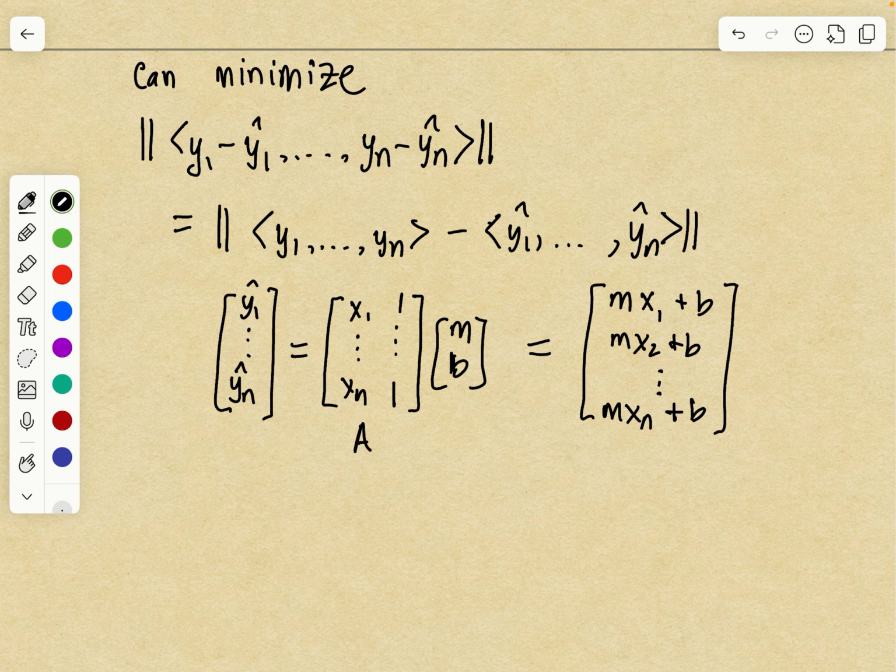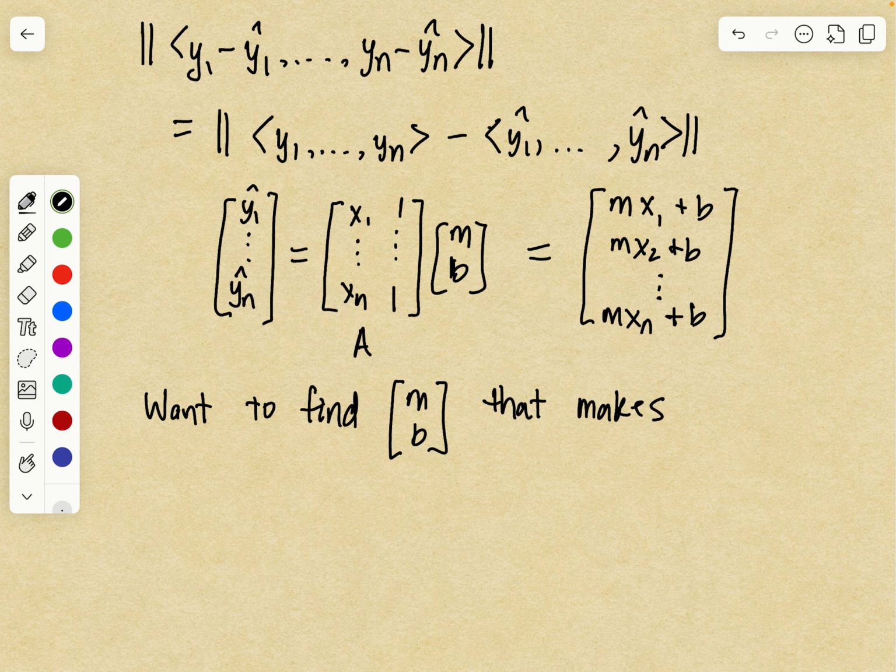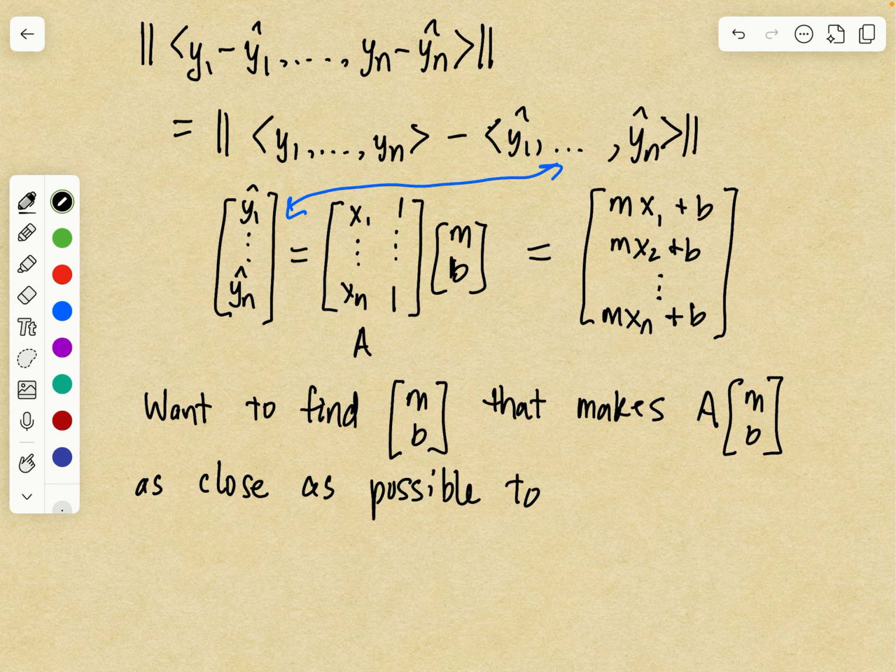Now let's call this matrix A. So what we're trying to do is find the vector MB that makes the vector A times MB, that's this vector y1 hat to yn hat, as close as possible to the vector y1 to yn.